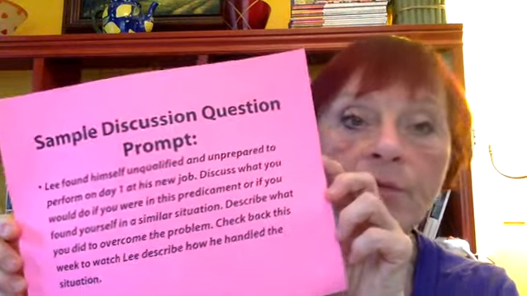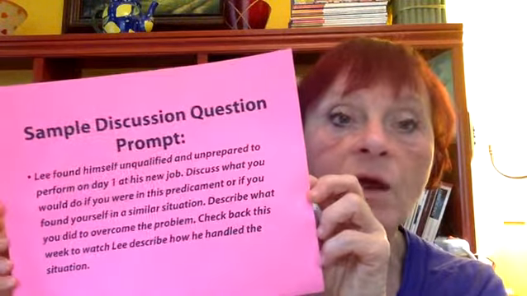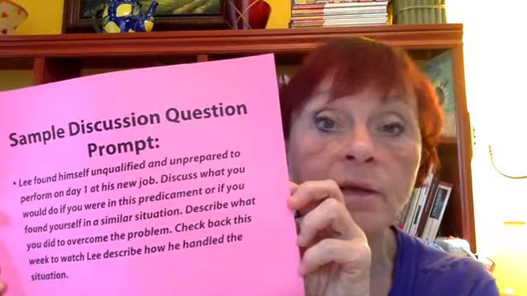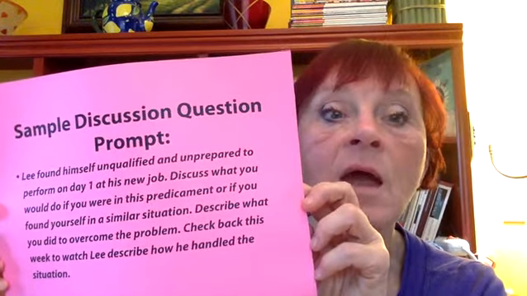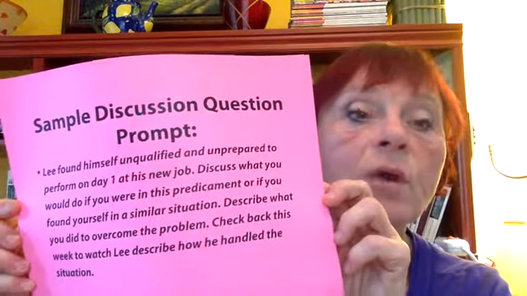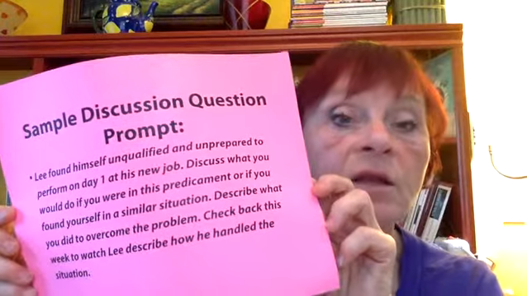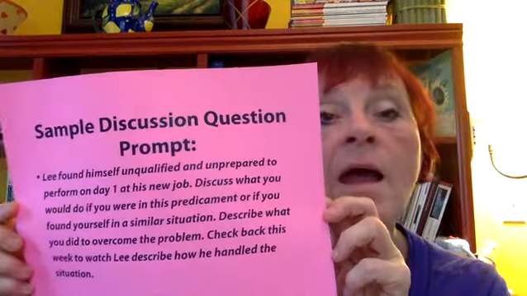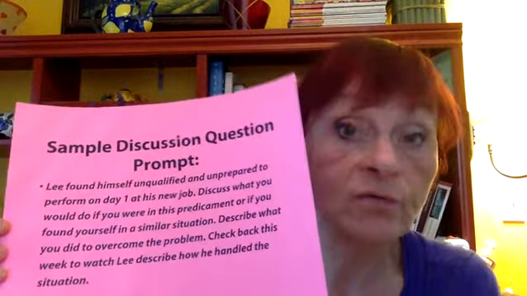The prompts for discussions in this class are fairly brief and very clear. Here's a sample from this class. You'll see that it has a couple of parts to it. It describes what was going on in Lee's video and asks you to discuss what you would do if you were in this predicament and maybe cite a similar situation that you might have been in and describe what you did to overcome the problem. Then, as we noted, you're going to check back later in the week to see how Lee handled the situation, and you'll probably want to make some additional comments after you've seen how Lee handled it.